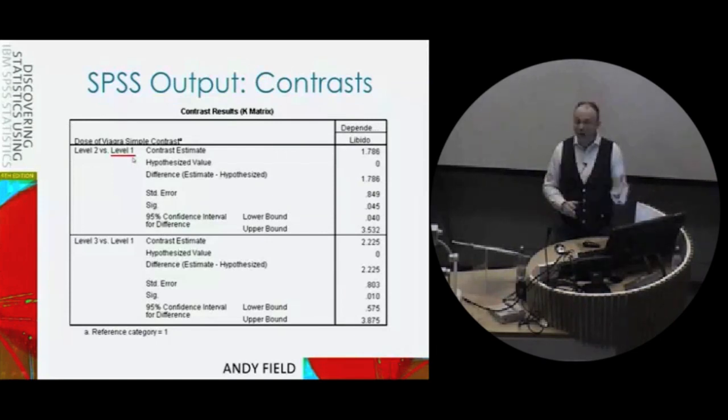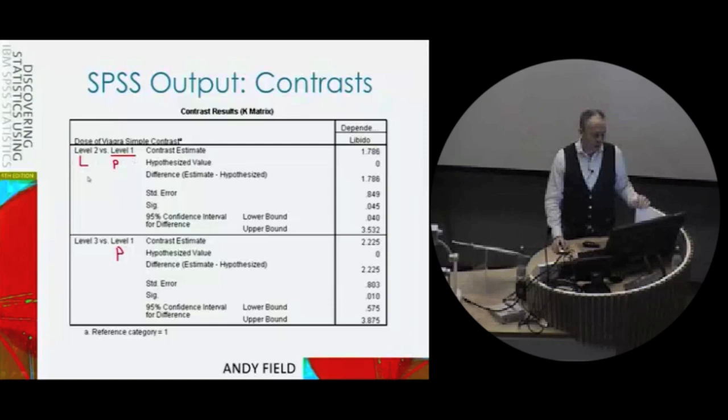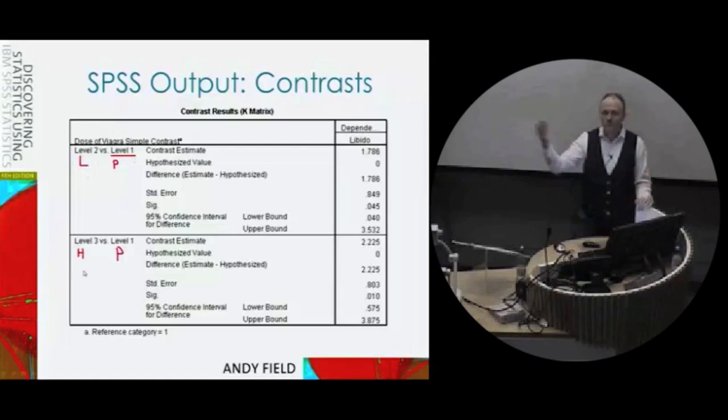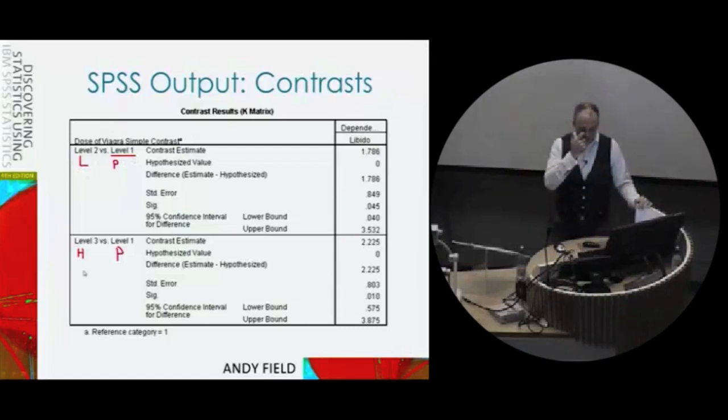So the way I did it was placebo was coded the lowest. So this is level 1, the placebo group, so I'll put P under it. Level 2 was the low dose group, and level 3 was the high dose group, because I gave the high dose group the biggest numeric code.